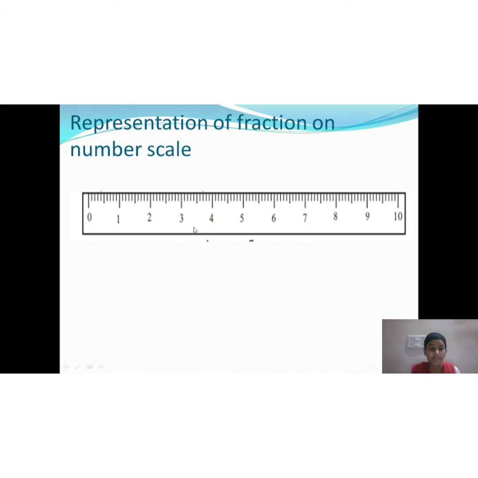Okay, fine. Now, can you tell me, students, if I say this particular number, this is 1, 2, 3 and 4. This particular point, how will you represent it on the scale? Now it has 10 divisions. So how will you represent it? You will represent it as 4 upon 10, because this is on the 4th division, and how many divisions are there?